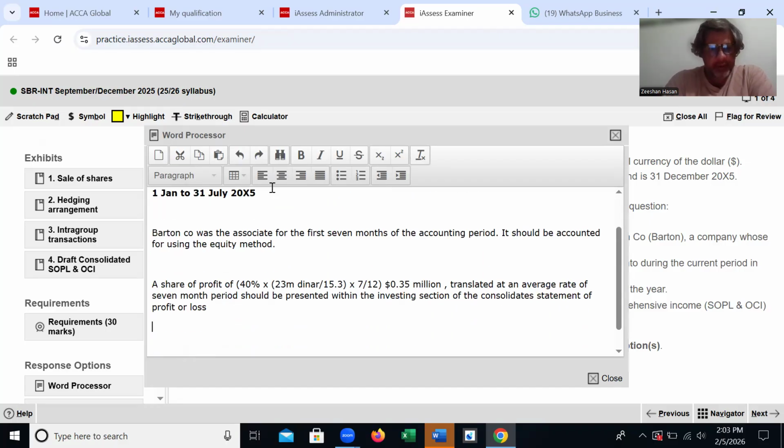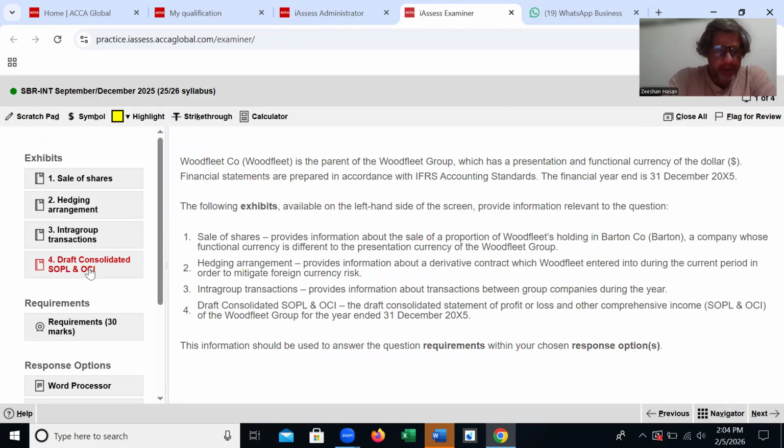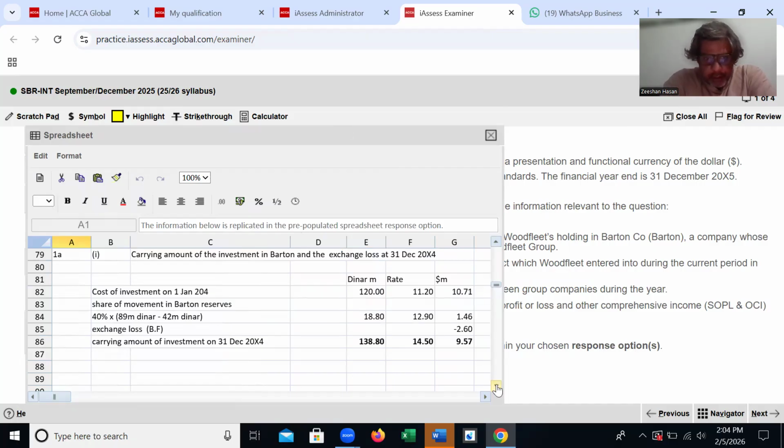Now, for further exchange gain or loss calculated in the spreadsheet. So we will move to the spreadsheet once again. And where is the spreadsheet? Here is the spreadsheet.